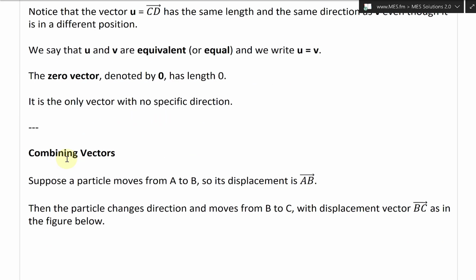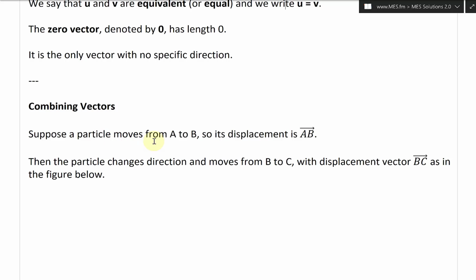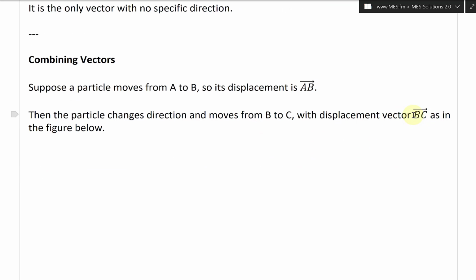So combining vectors. Suppose a particle moves from A to B, so its displacement is AB, and this arrow line, that's a vector. Then the particle changes direction and moves from B to C with displacement vector BC as in the figure below. Alright, so let's draw that. So let's say you have a particle here, this is A, and it goes all the way to B, and then it moves over to C. Let's say you have C here. So it goes from A to B, and now we go all the way to here.